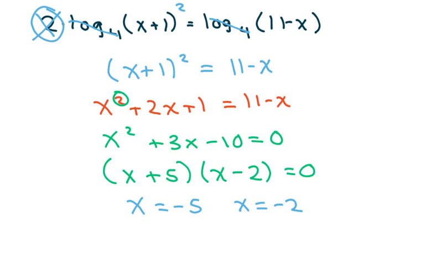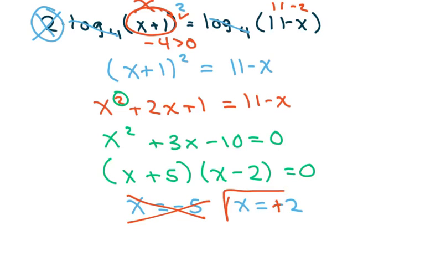Now when I plug in negative 5 into this one, that's going to yield negative 4. And negative 4 is not greater than 0, because the quantity here, this whole thing, has to be greater than 0. So we disregard that. When I plug in, oh, this is supposed to be positive 2, sorry. Plug in 2 in both places, it will work in this first quantity, and 11 minus 2 is 9, and it works here. So basically the only solution I have is x equals 2.